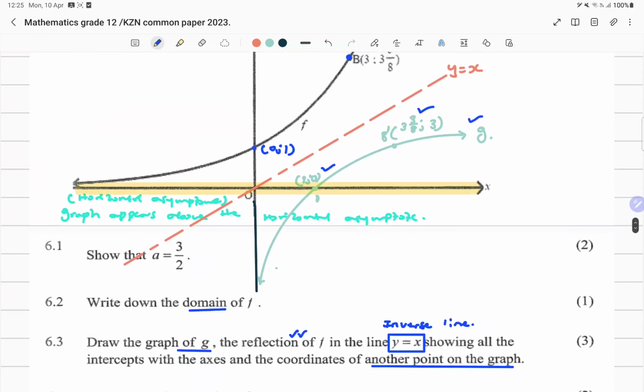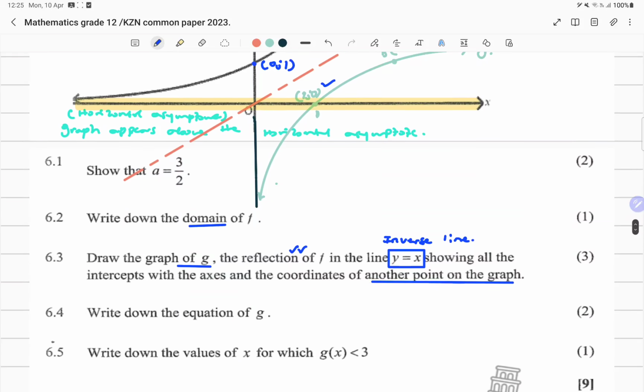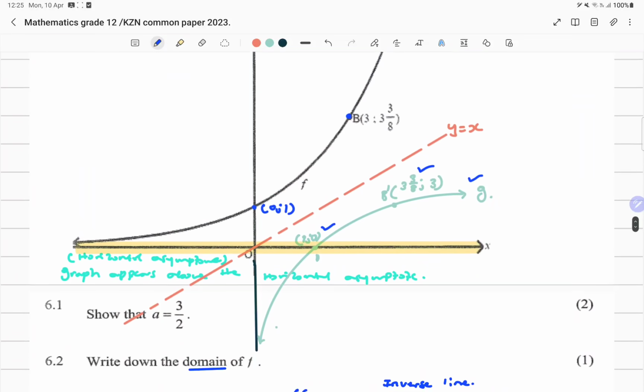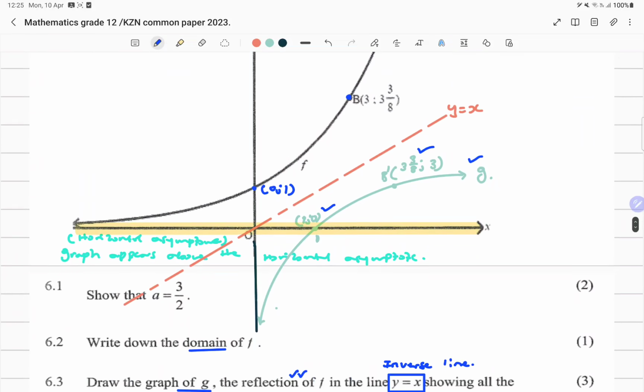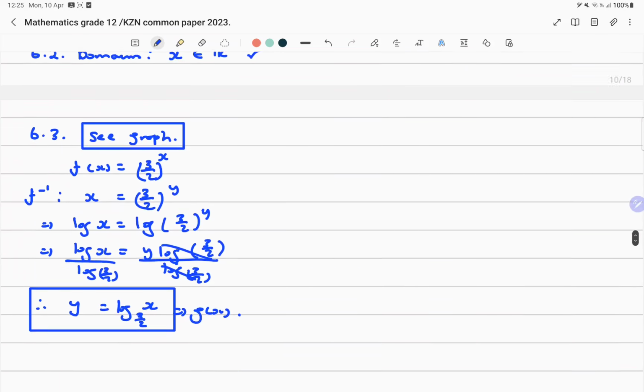So, should be easy, eh? Should be easy. It should be very easy. Okay, guys, not a big deal.